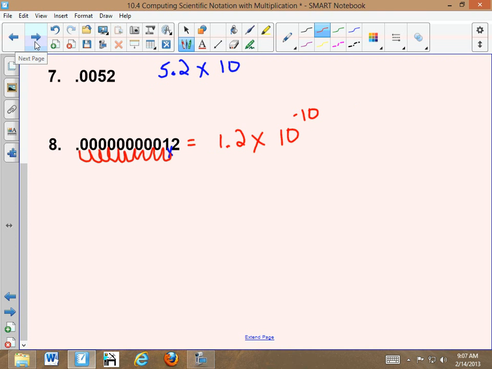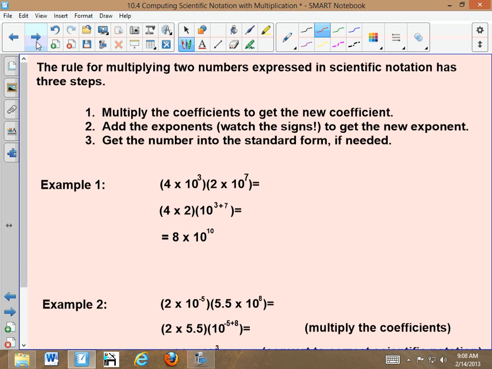Okay? Now, let's get on to today's lesson. That's not even what today's lesson is. That's something you should have known. That was just a quick review. Today's lesson, we are going to multiply square roots. Sorry. We're going to multiply scientific notation.